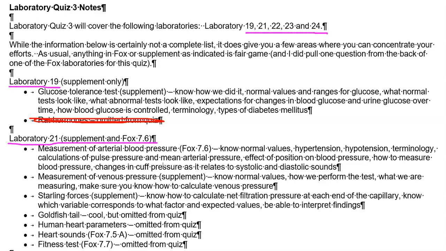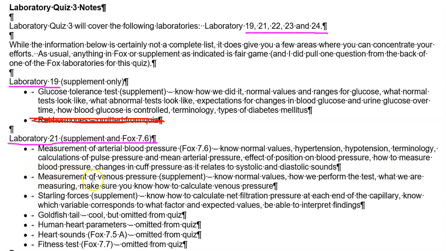You should know the effect of body position on blood pressure. So in the positions we tested, which would have the highest blood pressure, which would have the lowest. You should know about how to measure blood pressure in terms of pumping up the cuff and what we hear and when we hear it and what we note. And then you should know the changes in cuff pressure as results to systolic and diastolic sounds. So why do we hear the first sound, and why do we attribute that to systolic pressure, and why do we hear the last sound and attribute it to diastolic, and why don't we hear it above systolic, and why don't we hear it below diastolic, would be all things to consider.